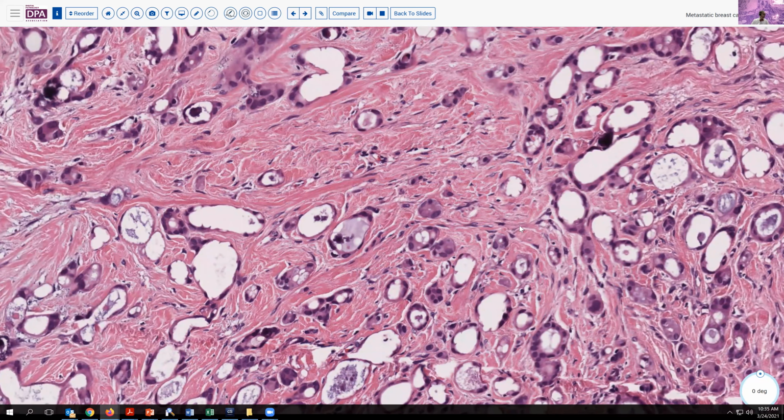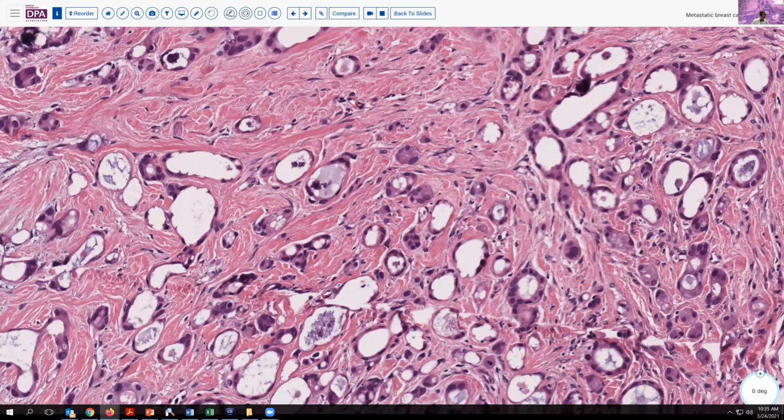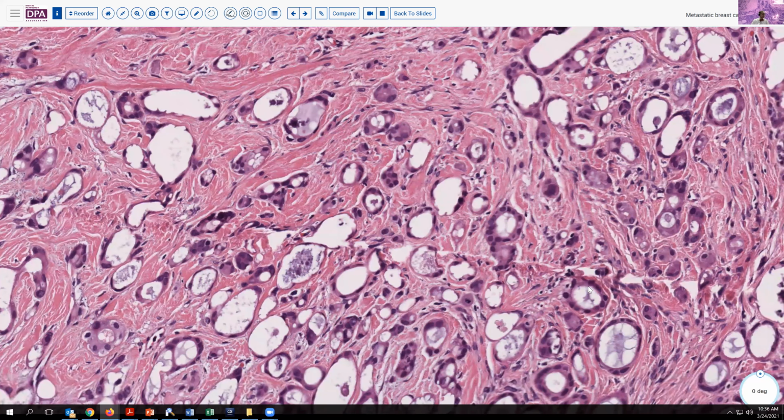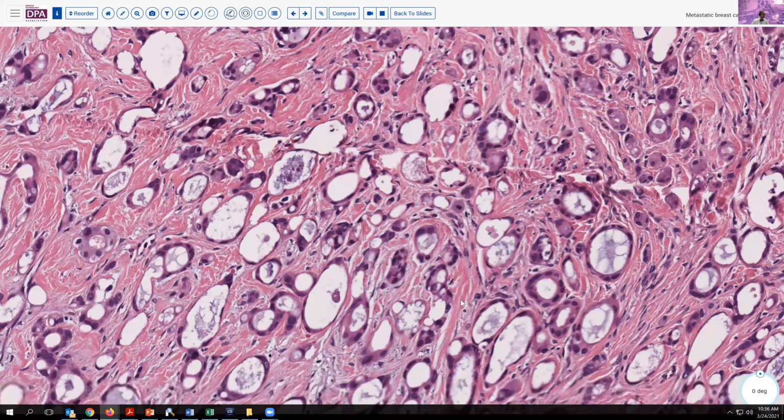mucin. So this pattern could be seen with a GI tumor, maybe a gallbladder tumor or other types of cancers, but in this case was originating from a ductal breast carcinoma. And again, hormone markers can be deceptive here if you're using that as your main discriminant.